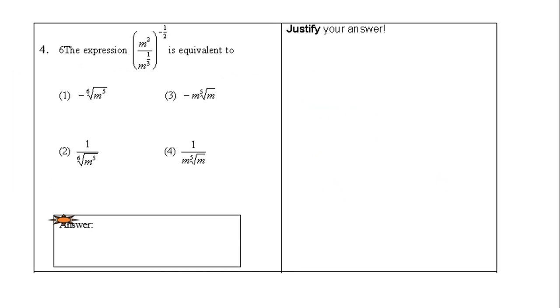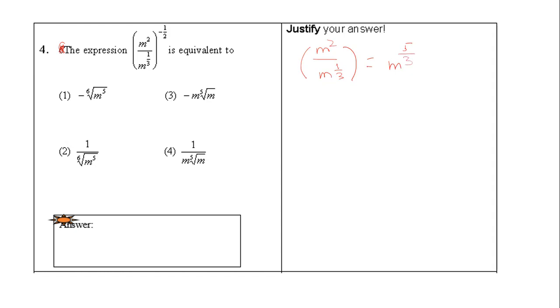Secondly, there's lots of different ways of doing this. I'm going to start by simplifying what's inside the parentheses. So I have m squared divided by m to the 1/3. Now, you know when you divide, you subtract exponents. So 2 minus 1/3, and again, you can do this in your calculator, or you can get common denominators, but you get m to the 5/3.